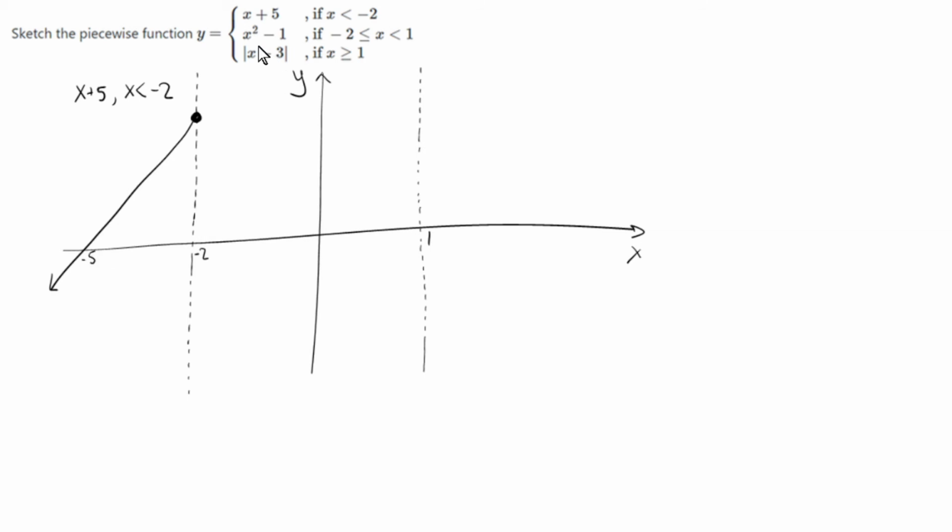Within the second interval here, in the middle interval, the function is defined as a quadratic function. It's a parabola that opens up, and the -1 means it's been shifted down 1 unit. So instead of going through the origin, the y-intercept is going to go through -1, and then it's going to come up and cross the x-axis at 1, and x has to be less than 1, so we're not going to include that point. And it's going to look something like this.